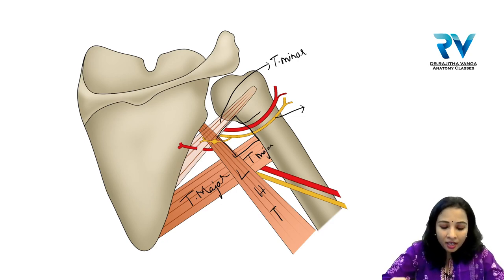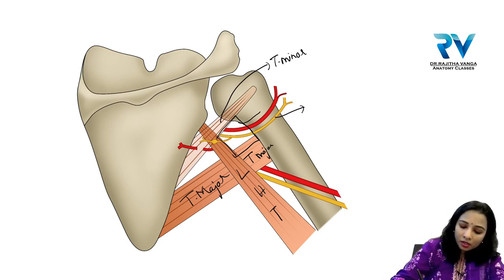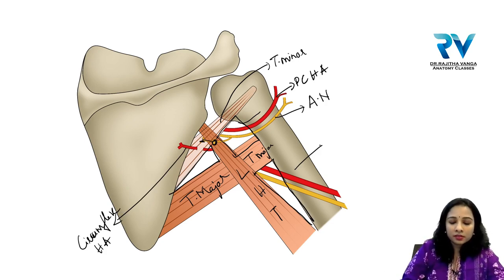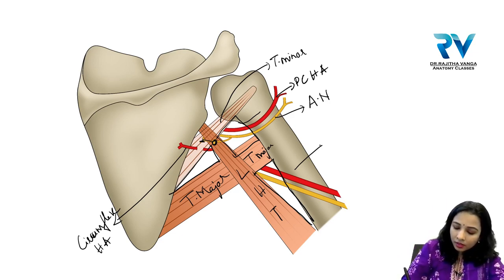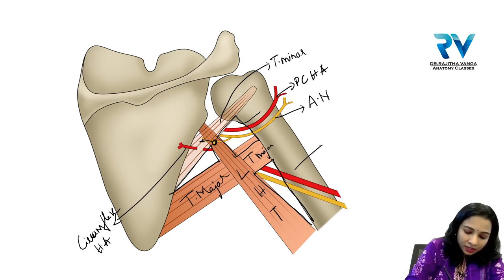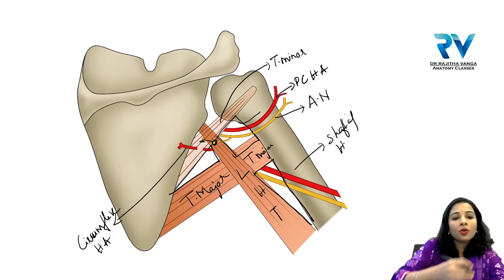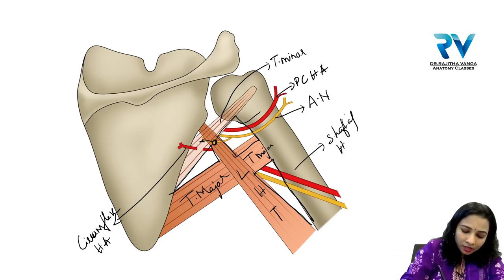This is the upper triangular space. Below it is bounded by teres major. Above it is bounded by teres minor. Laterally it is bounded by the long head of triceps. Lower triangular space is bounded laterally by the shaft of humerus, medially by the long head of triceps, and superiorly by the teres major muscle. Contents of the lower triangular space are the radial nerve and profunda brachial artery. Contents of the upper triangular space include the circumflex scapular artery. Because it is winding round the body of the scapula, it is called the circumflex scapular artery.